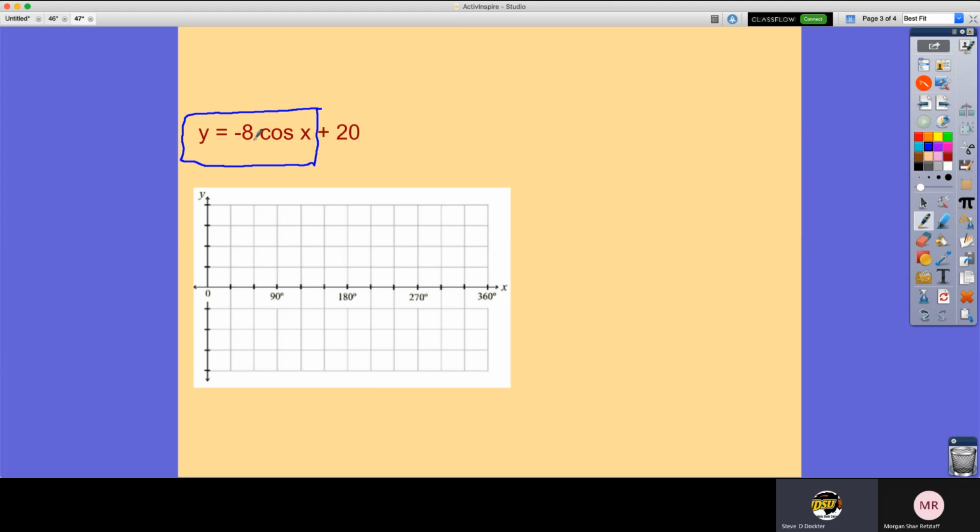All right, so cosine rules. Where do we start at? We start at whatever number is out in front. So we're going to start at negative 8. So right away, I'm going to call this negative 8 here. Okay, wherever we start at, we're also going to end at. Halfway in between, at 180, we're going to be at what? We're going to be at positive 8. And then at 90 and 270, we will be at 0. All right, so do the best you can to draw in that curve.